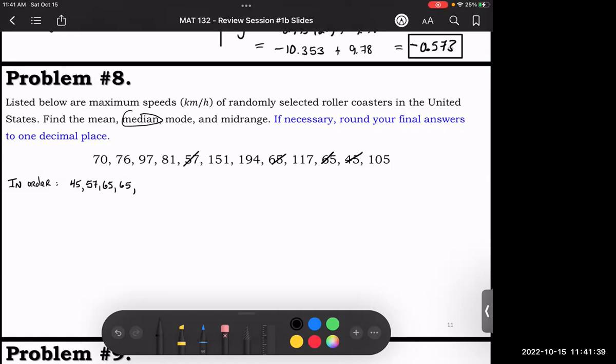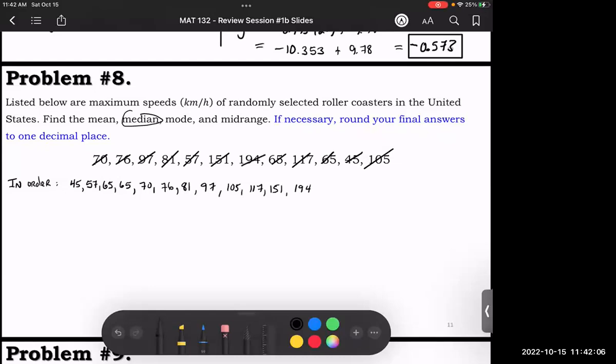Okay. 70. 76. 81. You can continue. You don't have to wait on me. 97. 105. 117. 151. 194.